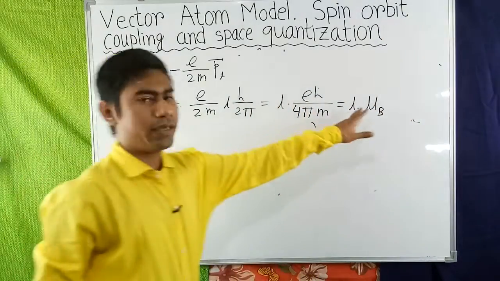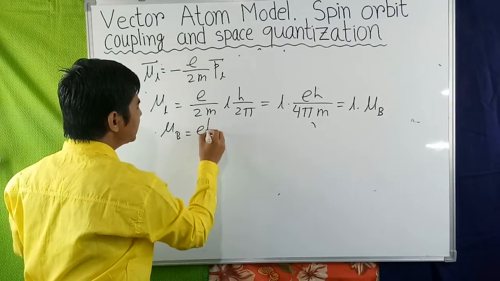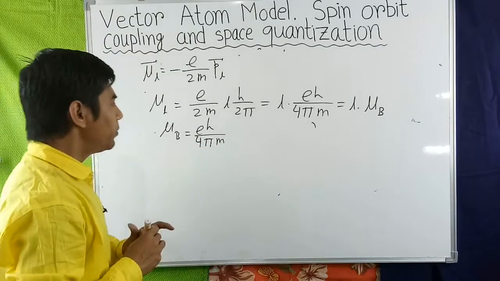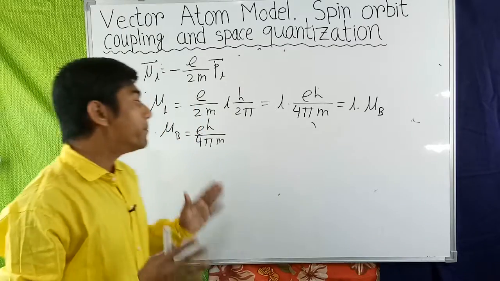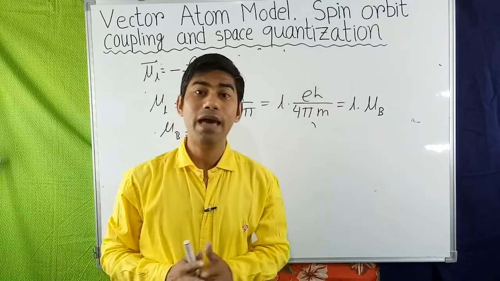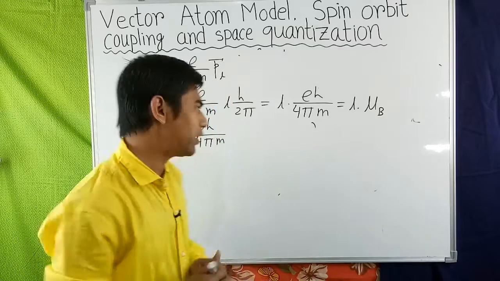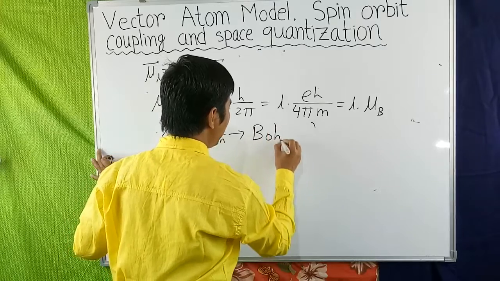Where mu b equals eh by 4 pi m. Mu b is a suitable unit for measuring the magnetic dipole moment of atoms and it is called the Bohr magneton.